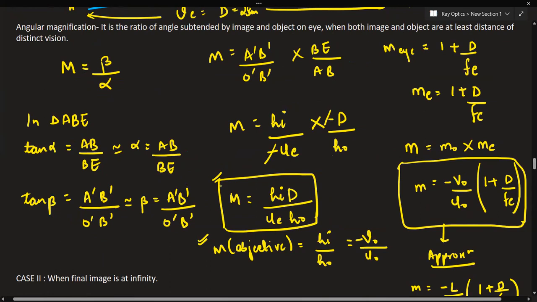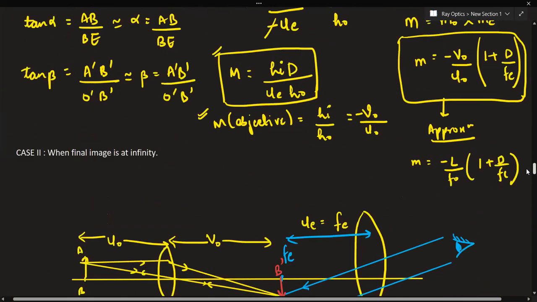So this is also one of the formulas that you can remember if you are given height of image, height of object, and image distance of the eyepiece. If such data are provided to you, then you can use this formula directly. If not, then you can use this final formula that we have discussed: minus v naught by u naught multiplied by 1 plus D by F.